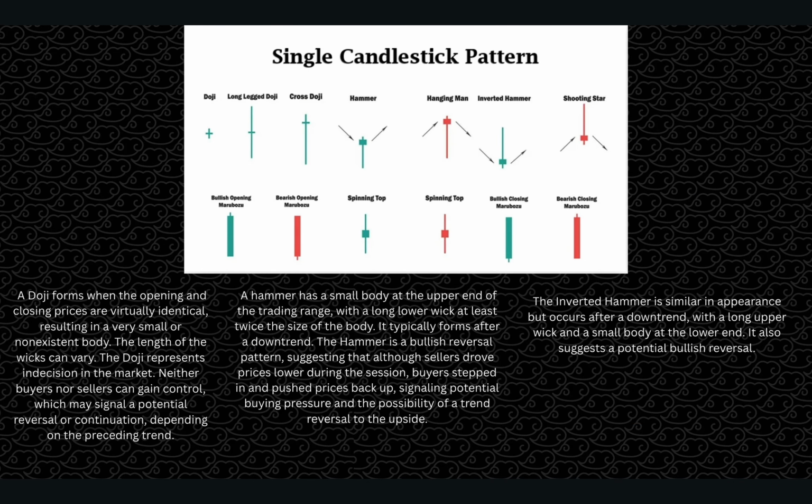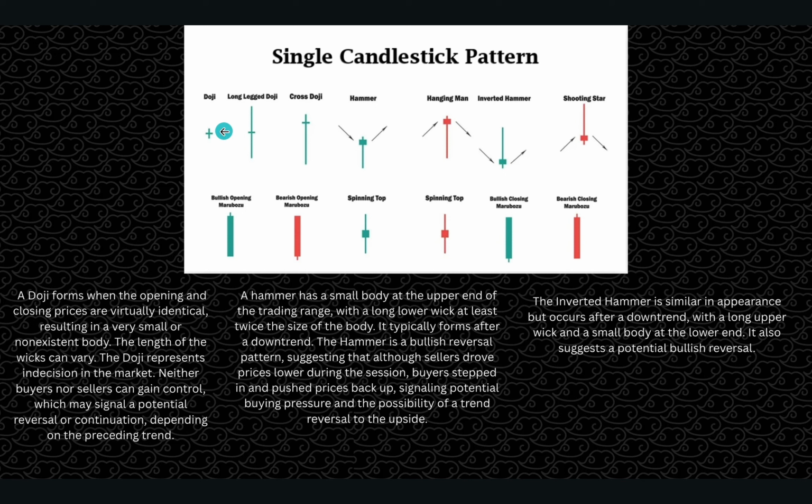Now we have the single candlestick patterns, very important. First, we'll start with the doji. A doji forms when the opening and closing price are vertically identical, resulting in a very small or non-existent body. The length of the wick can vary. The doji represents indecision in the market. Neither buyers nor sellers can gain control, which may signal a potential reversal or continuation depending on the preceding trend.